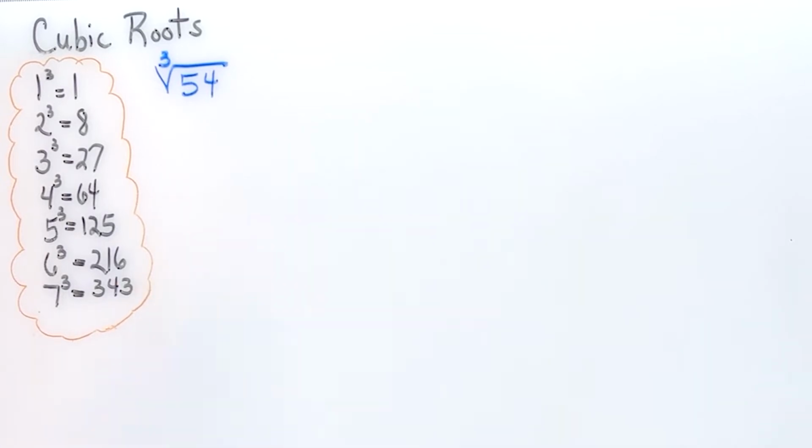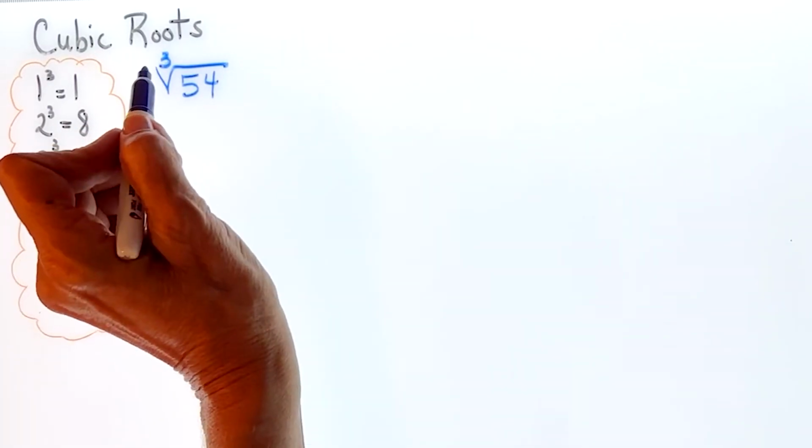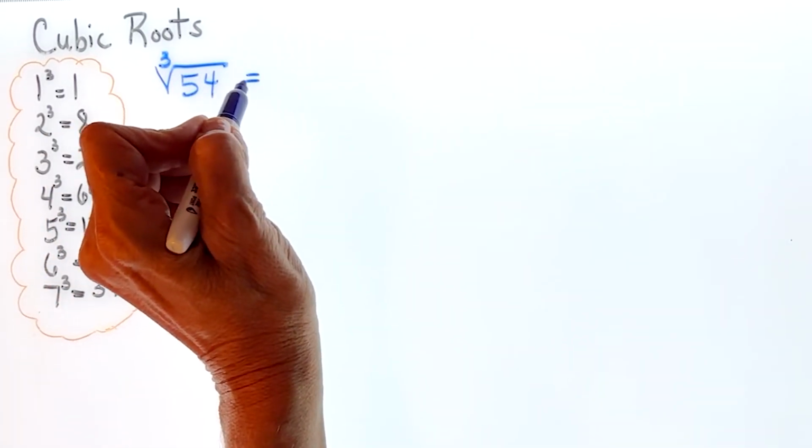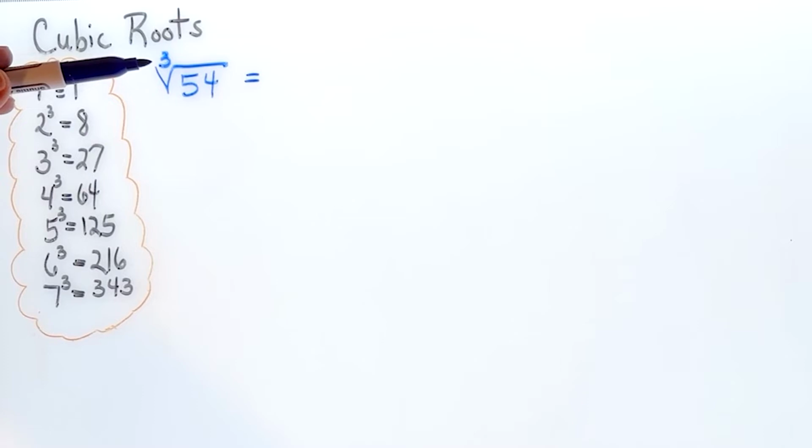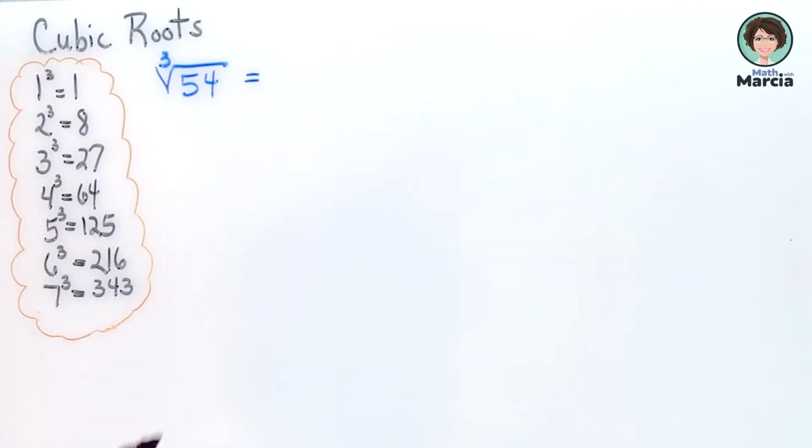So the first problem is the cubic root of 54. Now remember, that index number of a 3 tells me that I must have 3 identical factors before I can bring a number out of the cubic root that we have in front of us.